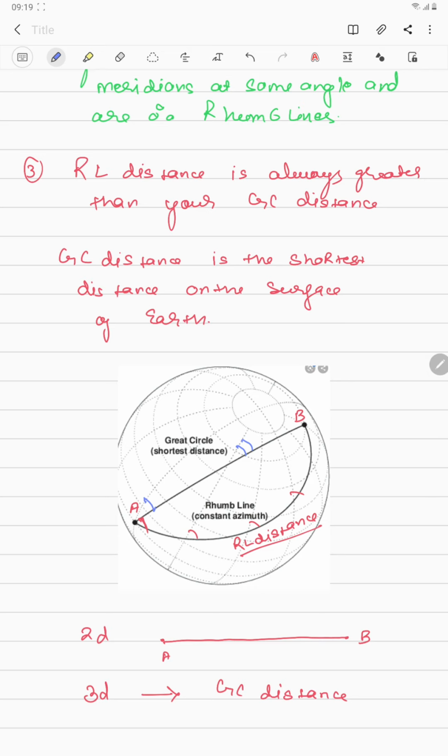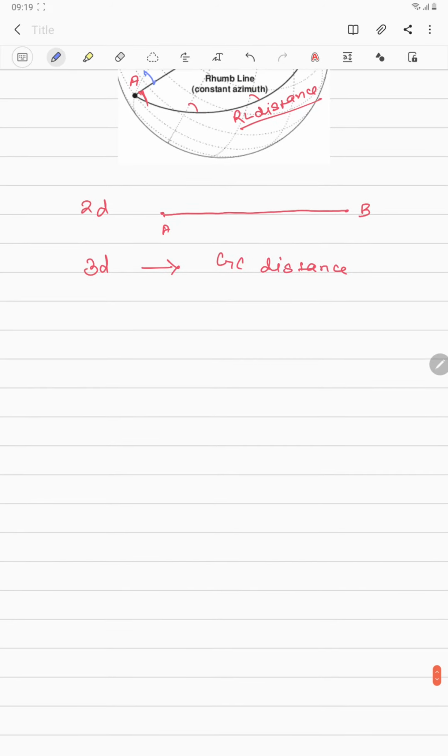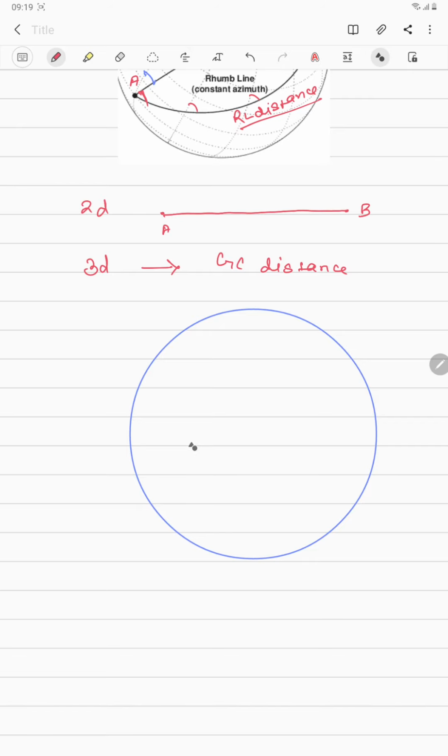So guys, these two angles are not equal. Okay, so what do I mean by this? I'm going to draw a fresh figure for you guys. Suppose this is the earth. Now on the surface of earth I'm going to draw 2 points. So this is my point A and this is my point B.